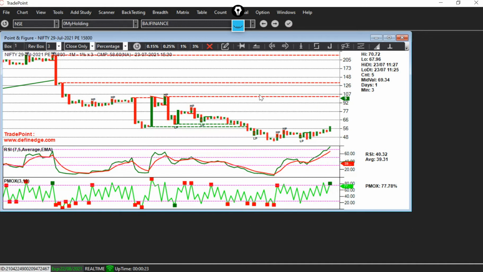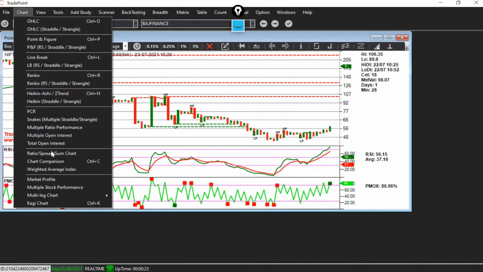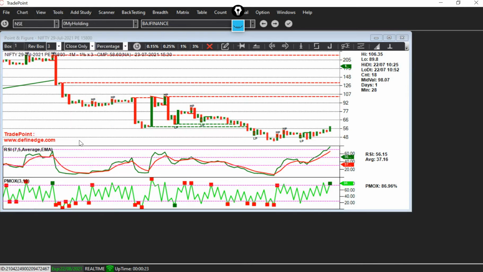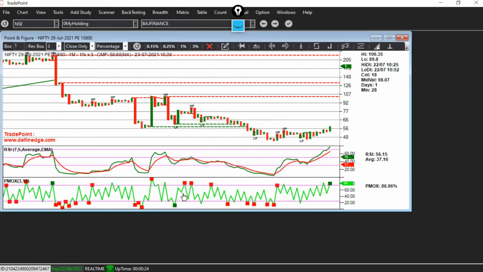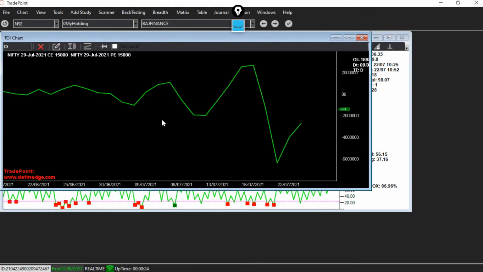Now this call and put chart is open. I need to add the total open interest. For that you need to click total open interest. Similarly, we need to add total open interest for both call and put. So we need to select Nifty 15,800 call and Nifty 15,800 put. The strike difference should be 50 and the number of symbols should be 6. Click on OK. Now this is the total open interest.